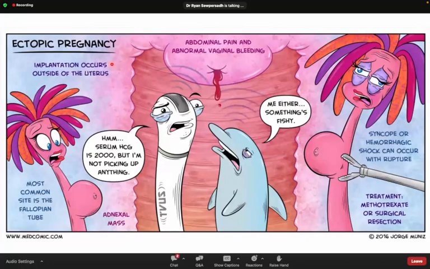Okay, before we get there, this is a fun cartoon from midcomic.com. A big thank you to Mr. Jorge Muniz for the use of these cartoons.